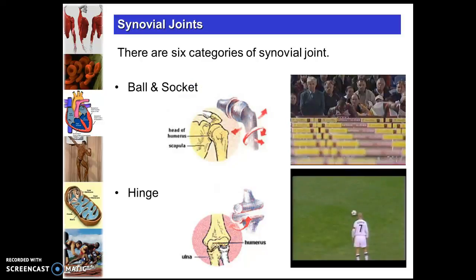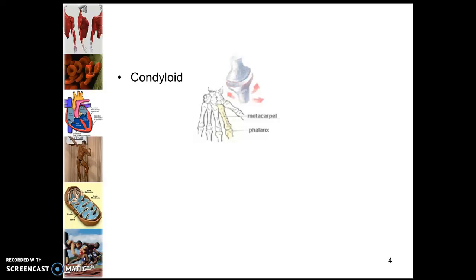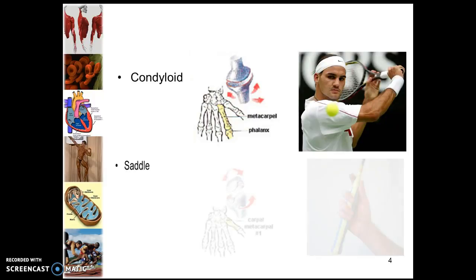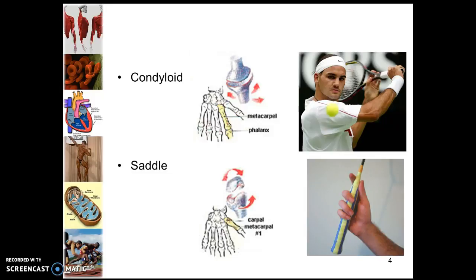Moving on to your next one, a condyloid joint. The key thing you need to know is that the condyloid joint is at the wrist. The wrist is the only place that you can find a condyloid joint. Don't look at the diagram, because that one's a different one, and we only have to know the wrist. Saddle joint you don't need.